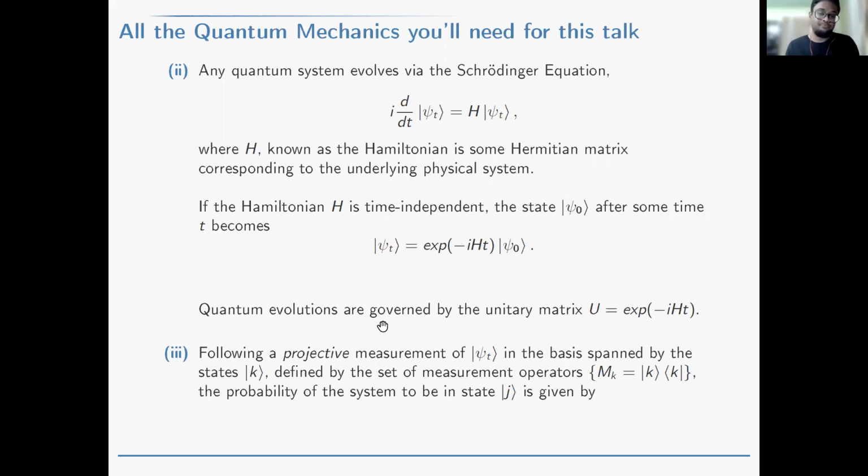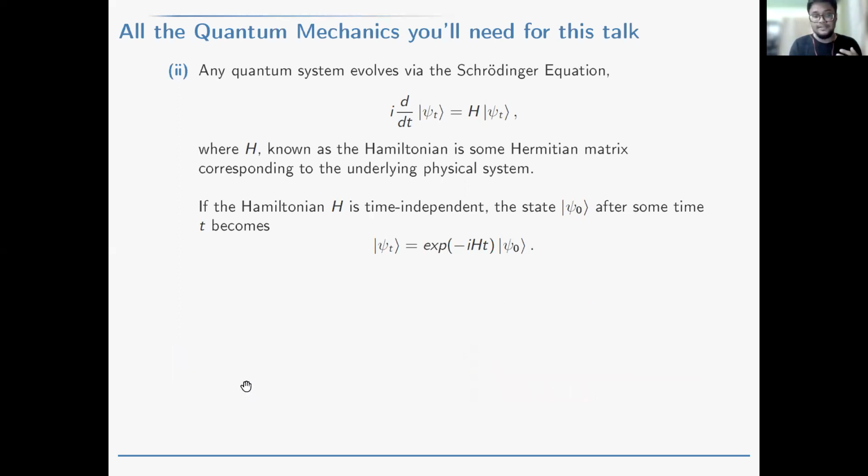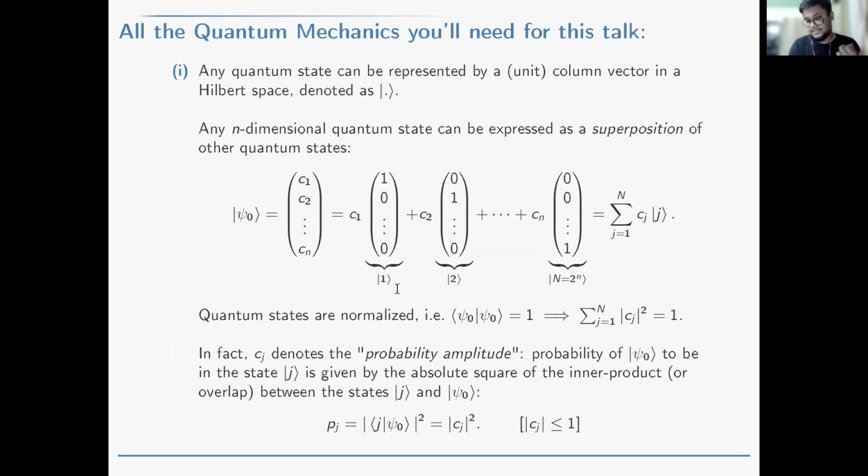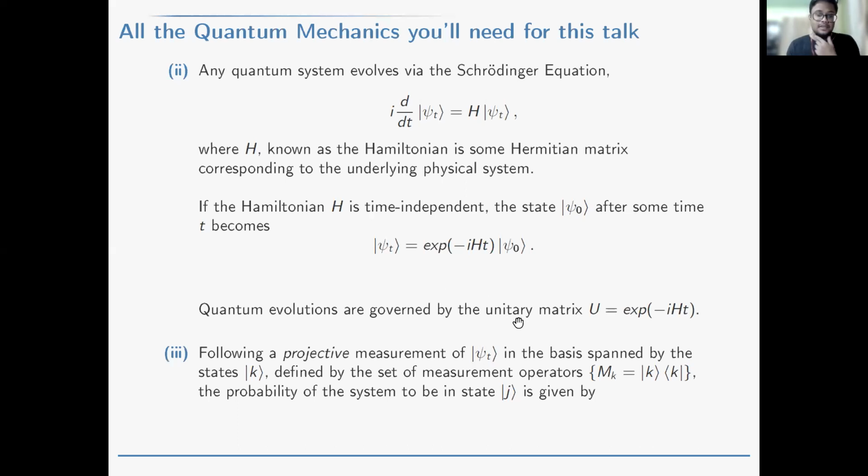For example, if you have the state psi t and you make a measurement in the basis spanned by some orthogonal states k, these could be the states that I just described. Then this projective measurement is defined by this set of measurement operators. It might seem very abstract to you, but it is. Lots of experts on quantum mechanics have problems with this problem of measurement. So for the sake of this talk, think of these as just operators, just matrices, which are just projectors.